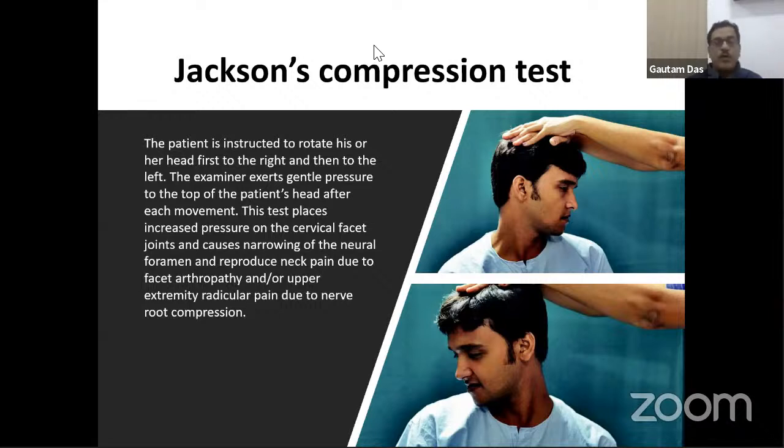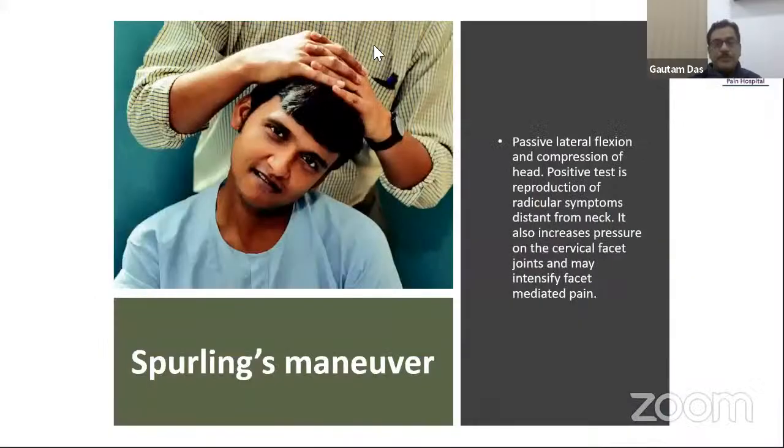But this question was asked by Lokesh or somebody else: which test, the Jackson compression test or the Spurling test, is specific for which one? So the Spurling test is more for the root pain, but it can also aggravate the facet pain. But you can understand why. That's why today I started with the facet joint. Here we are compressing the foramen, but at the same time lateral bending is going to put pressure on the facet joint. So facet pain also will be reproduced.